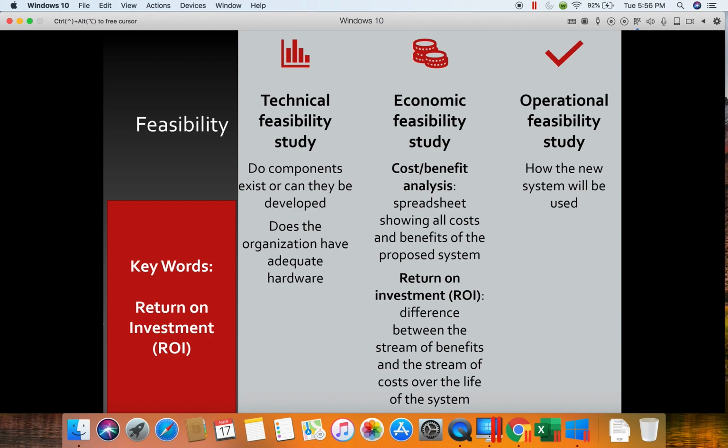We often try to calculate the return on the investment, which is the difference between the benefits, the dollar amounts of the benefits, and the stream of the dollar amounts of the cost over the life of the system. So we use calculations to estimate the benefits and the costs, and then we try to determine the return on investment. If the return on the investment is positive, then the system is economically feasible or cost justified.